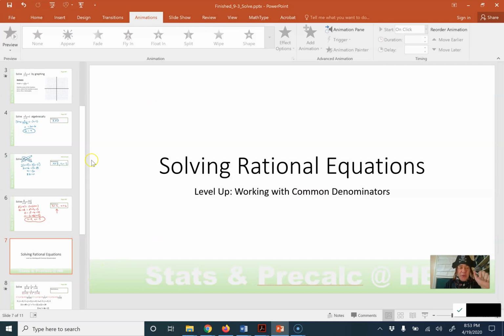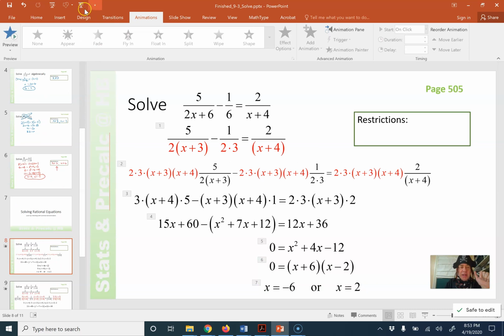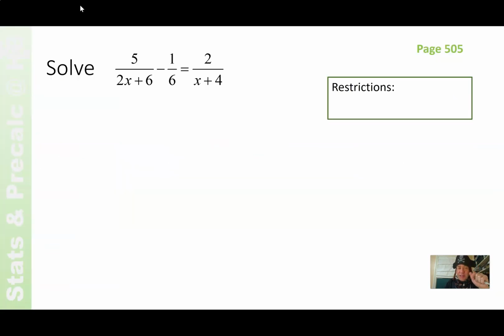Here's the first question: solving rational equations when we have common denominators. When we don't have common denominators, that's the first thing we have to get. So, step 1, restrictions. We can't have 2x plus 6 equaling 0. X cannot be negative 3 based on this part of the equation. Based on this part of the equation, x cannot be negative 4. So there are your restrictions.